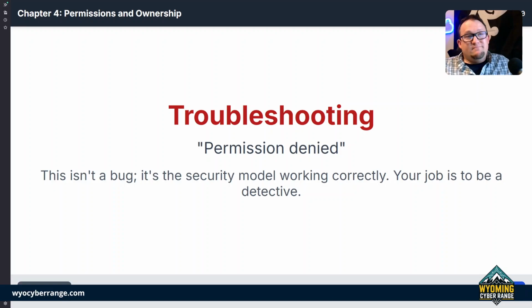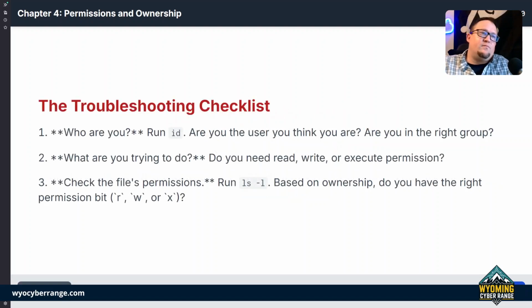Now, troubleshooting some of this can be unique. If you do get permission denied, it's not a bug. It's just the security model working. So sometimes you'll have to figure out, well, why don't I have permissions to a file? And should I have permissions to that file? So if you get a permission denied, take a look. For one, who are you? Run id. Are you running as the user you thought you were? Are you even in that group that can access that file? Do you need certain permissions to do what you're trying to do? Maybe you only have read and you're trying to write to the file.